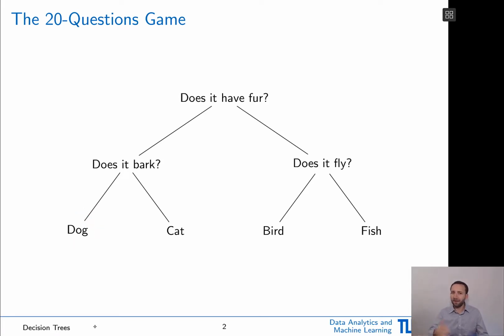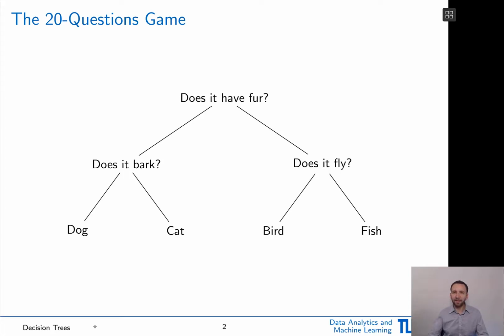And then, of course, if I ask someone else who thinks about a specific animal, I can again ask, does it have fur? And you say no. Does it fly? And you say yes. And then I might say bird, okay? So you see, by asking these questions and following these answers, I can, at the end of the day, find a final answer. And this is what I'm predicting, what you are thinking about.